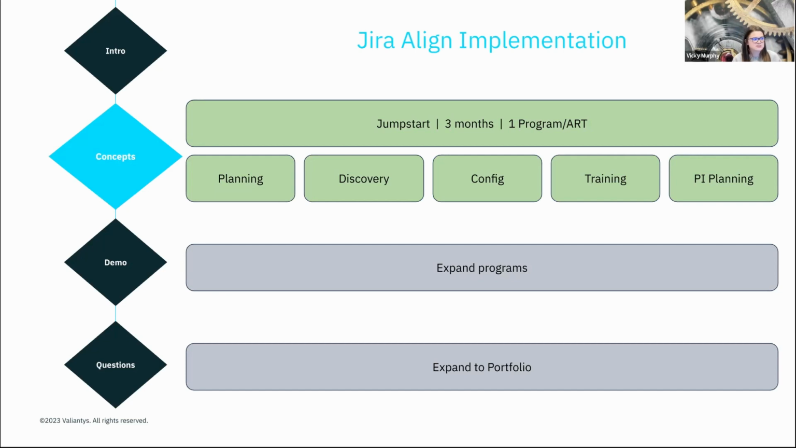We typically go through some standard phases. We go through planning, discovery, configuration, training, and then we like to launch around a PI planning ceremony. Once we go through that, we of course want to be iterating, cleaning up anything that isn't working for the teams, and then we can start expanding into additional programs and potentially upwards in that hierarchy into our portfolios as well.